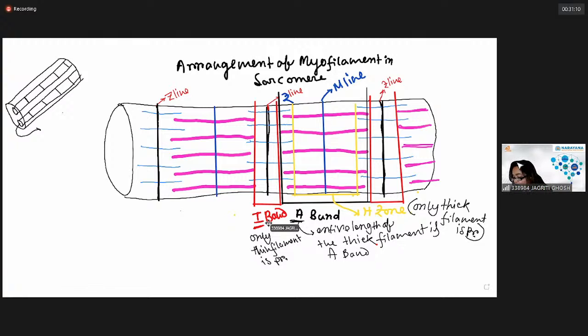Next question. Everyone except Apurupa. Is the H zone included in the A band, or is the A band included in the H zone? Ma'am, can you repeat?